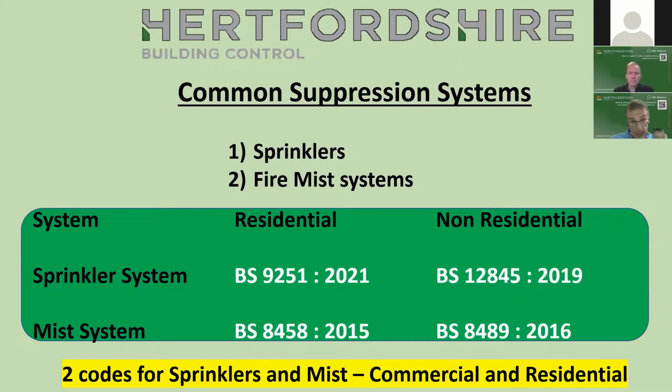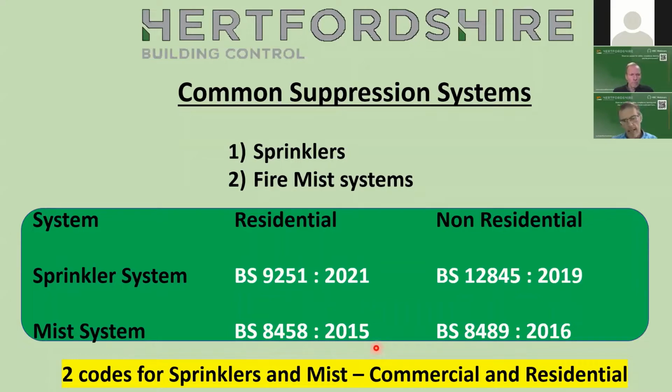So basically what I've tabulated there is the 4 codes. We've got residential, and the 2 residential codes: the sprinkler systems, the 9251. That's recently updated from the old 2014, and that's where there's a little bit of confusion, because we've got a new code, but all of the guidance documents still point to the 2014, and of course all of the work that's presently being carried out is effectively to 2014. Most of the new work that's proposed is being designed in accordance with the 2021 code, and the domestic mist code 8458 of 2015.